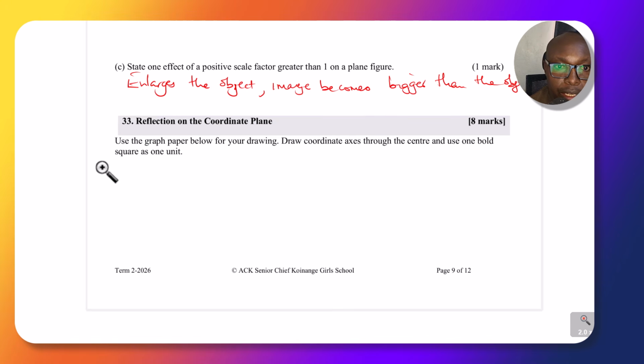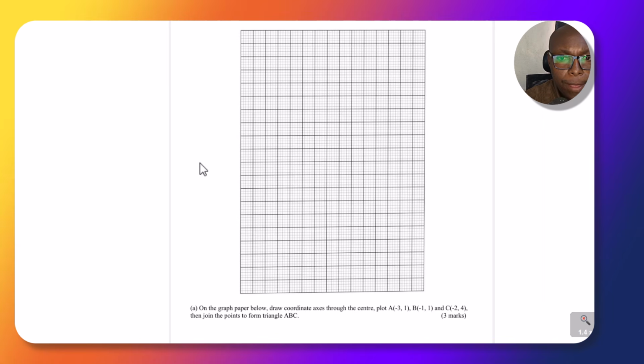Question 33. Reflection on the coordinate plane. Use the graph paper below for your drawing. Draw the coordinate axis through the center and use one bold square as 1 unit. So this is a graph paper. Let me draw the axis through the middle, through the center. It's not a must you do this; the marks can be awarded. It doesn't need to be exactly at the center. Sorry for that. Use a ruler for this.